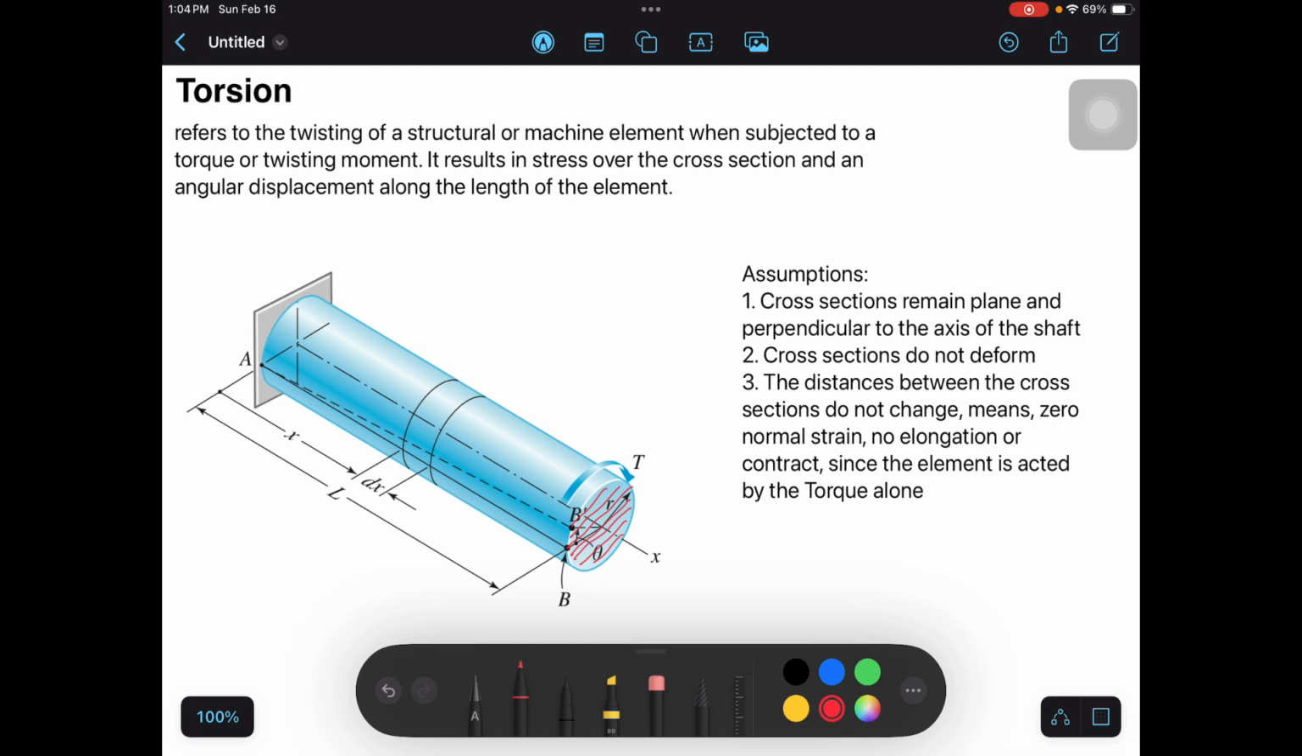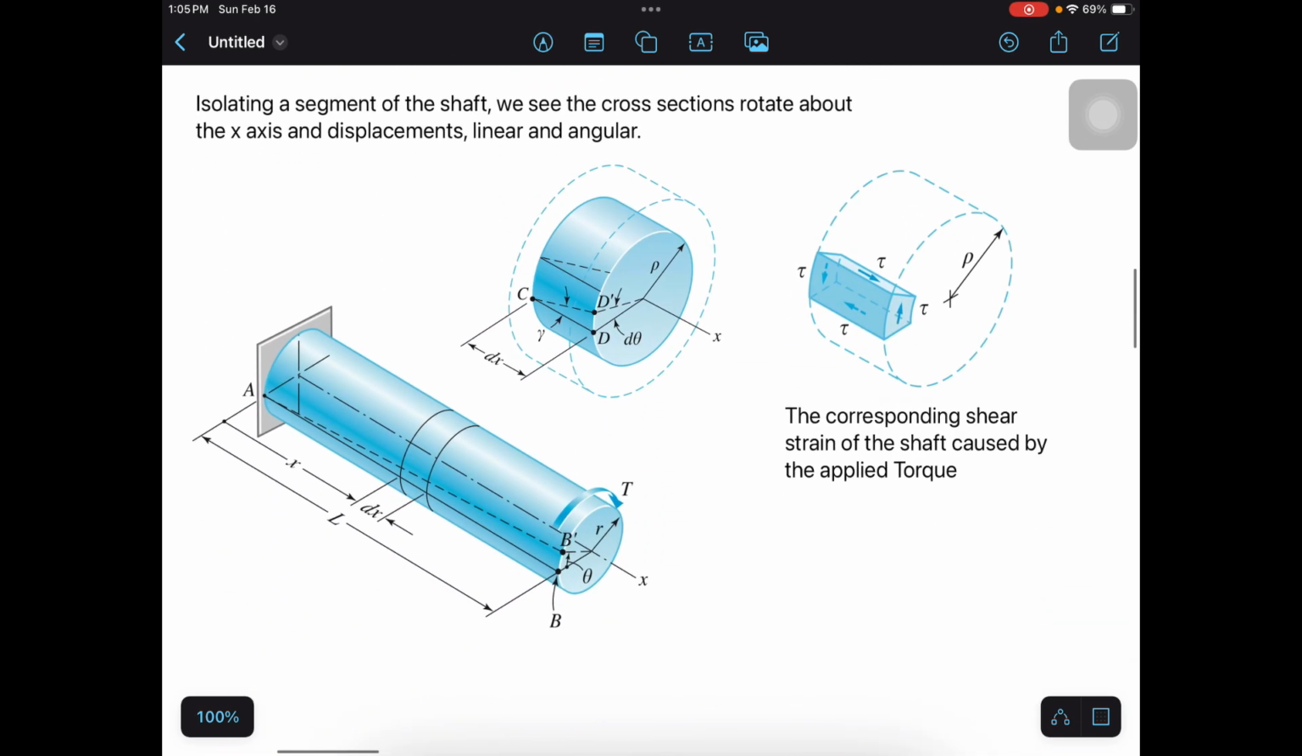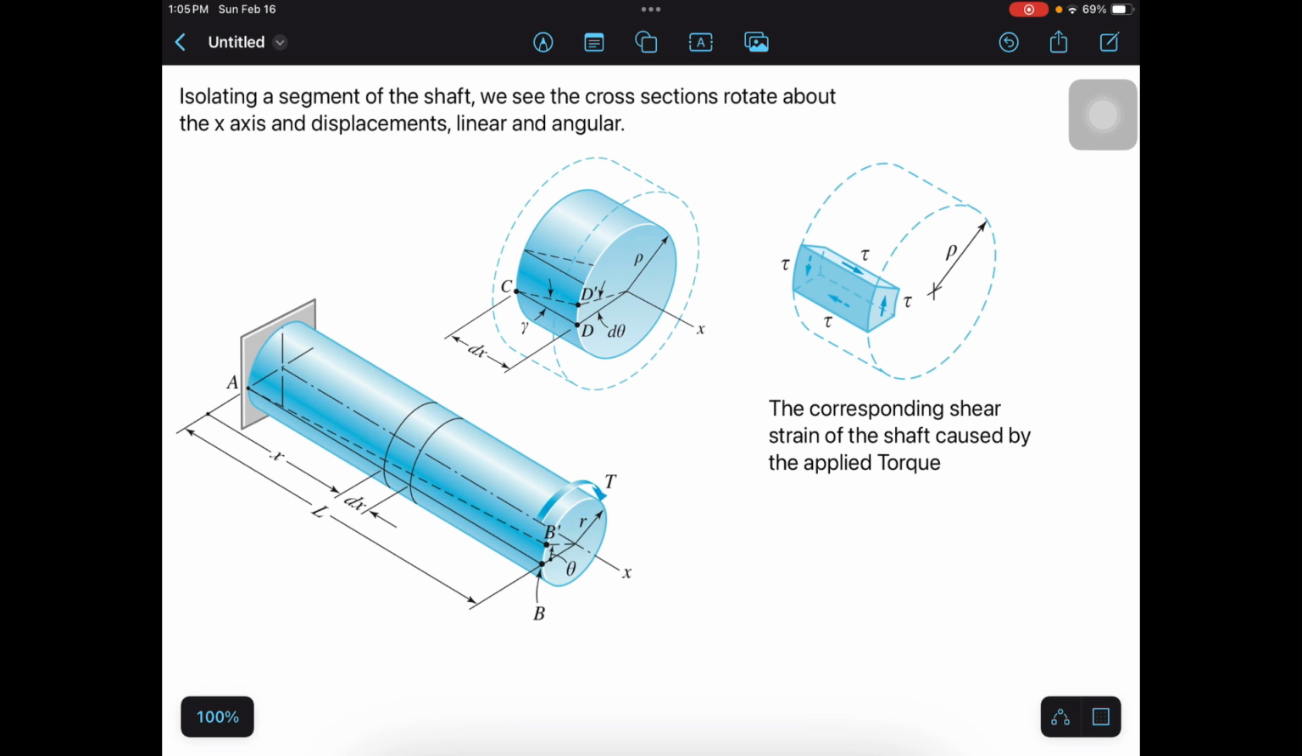Number 3: the distances between the cross sections do not change. Let's consider the cross section at point A and the cross section at point B. The distance between them is the length L. With or without torque, the distance between these two cross sections stays at length L. Let's consider a section here. The distance from this section to the section at point A is x. With or without torque, it will remain x. So with these 3 assumptions, let's analyze the system.